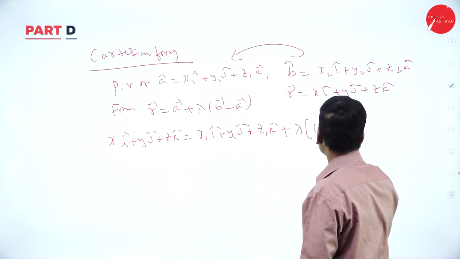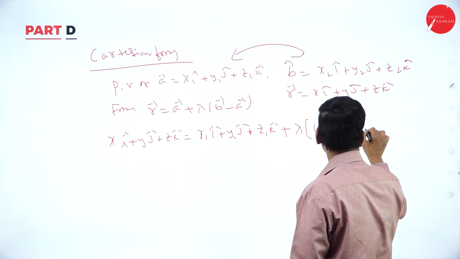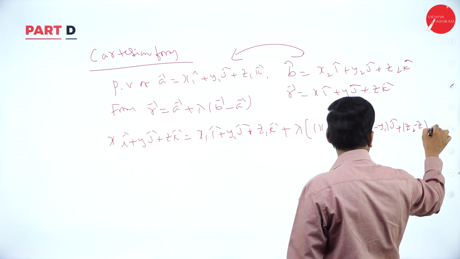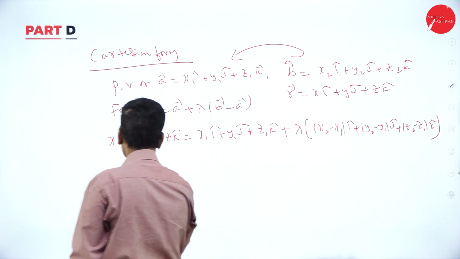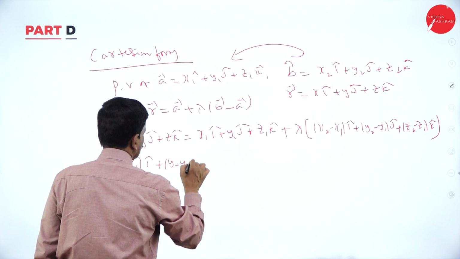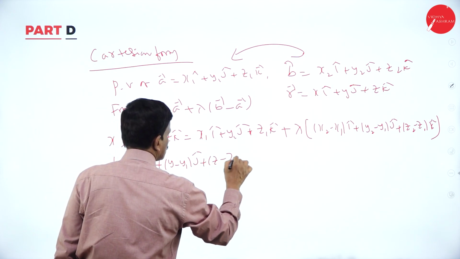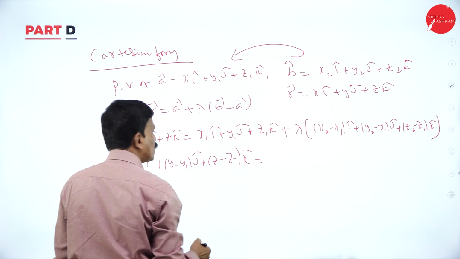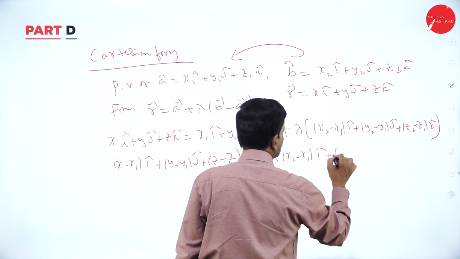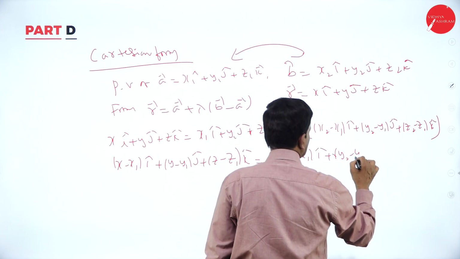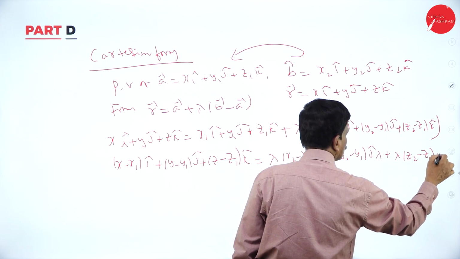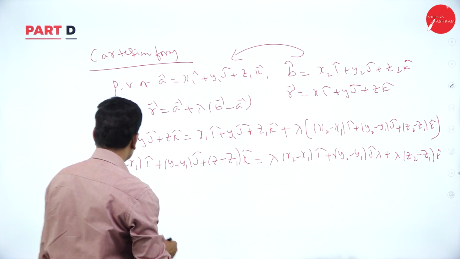That is, if you subtract, what you will get? x2 minus x1 into i plus y2 minus y1 into j plus z2 minus z1 into k. Now transfer this: x minus x1 into i plus y minus y1 into j plus z minus z1 into k is equal to, multiply by lambda. So lambda into x2 minus x1 i plus lambda into y2 minus y1 j plus lambda into z2 minus z1 into k. Now just equating the coefficient of i, j, k.